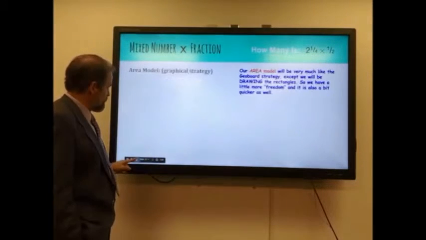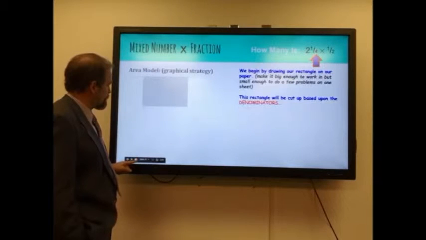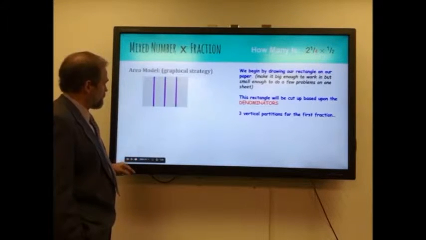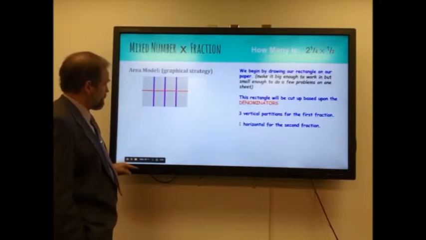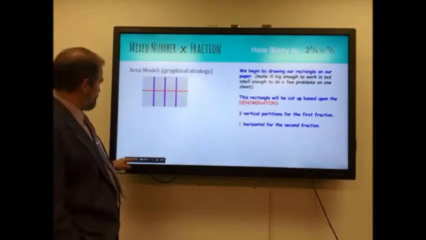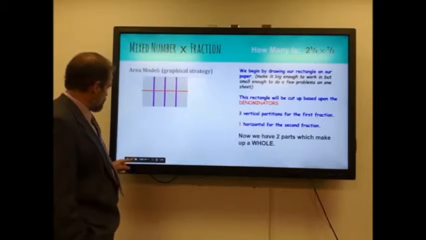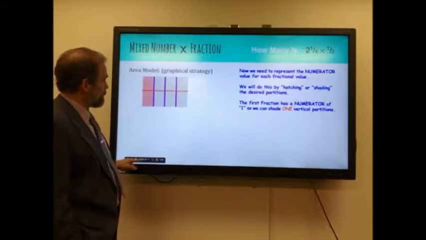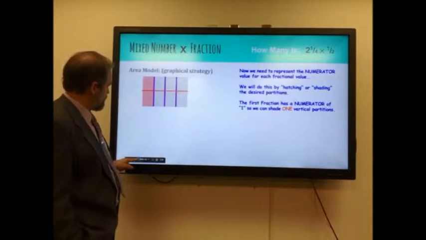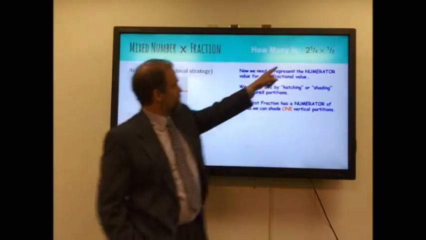Graphical, very similar. I'm just going to draw pictures. There's something cut into fourths, right? That makes up a whole. Cut it in half. I have 2 parts which make up a whole. Represents the number 4. So I'm going to hatch. So there's 1. That's 1/4, right? See it? Okay.